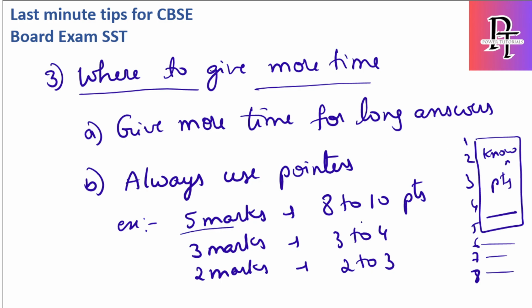Like for 5 marks, you always have to fix between 8 to 10 points. You should not cross 10 points, and it should not be less than 8 points. For 3 marks, 3 to 4 points are enough. For 2 marks, 2 to 3 points are enough. This should not be lengthy or less. So maintain this order.